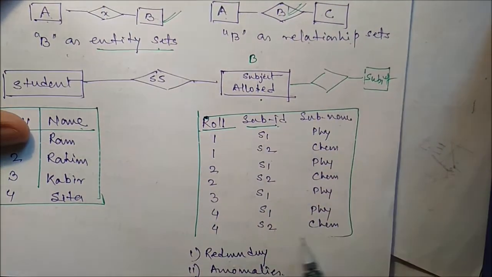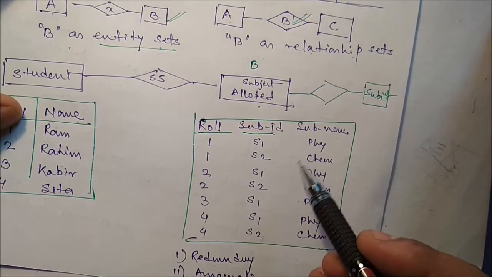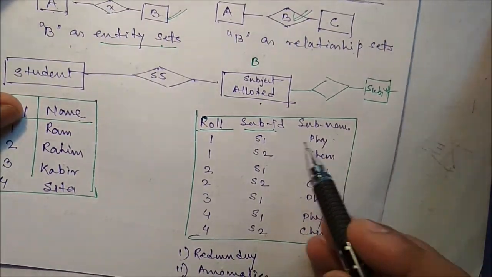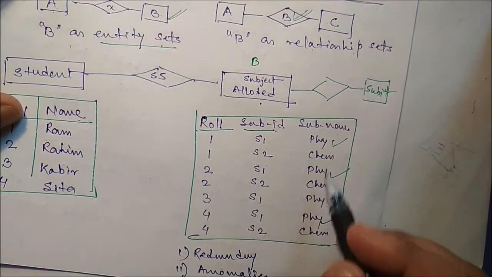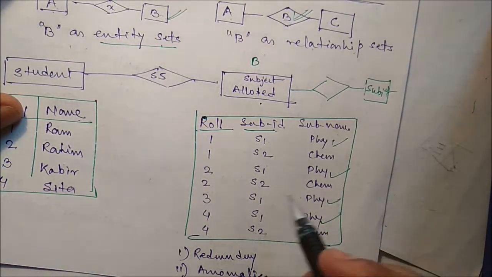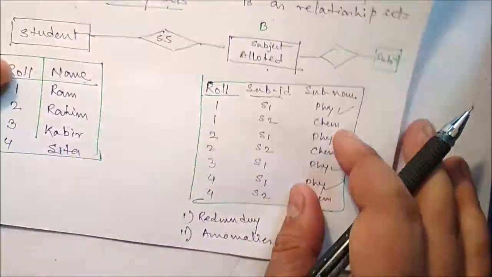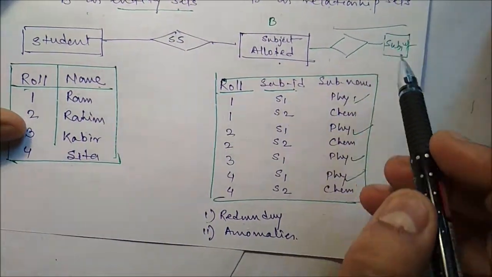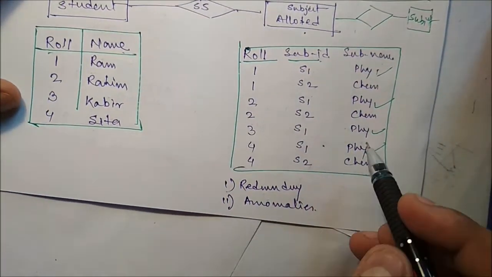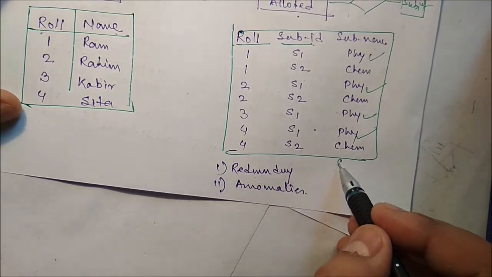So you can see this one. So one problem is there. First is redundancy. So S1 physics, S1 physics, S1 physics, that redundant information is there. Similarly, S2 chemistry, S3 chemistry, and moreover anomalies are there. Suppose here the subject table is not there. If it is not there, that means what? We have to keep all the information here. So already you have seen. Suppose you want to insert a new subject, say computer science.